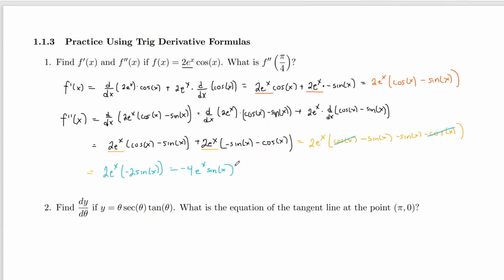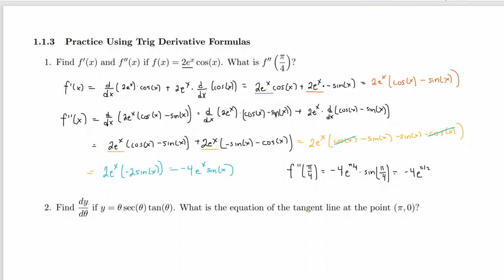All right, so we've got f prime prime of x. Now we want f prime prime of pi over 4. All right, and pretty much as always, we want the exact value, which means just plug in pi over 4. And if you can simplify anything, then do that. We have 4e to the pi over 4 times sine of pi over 4. And e to the pi over 4, definitely don't have any clue what that is.